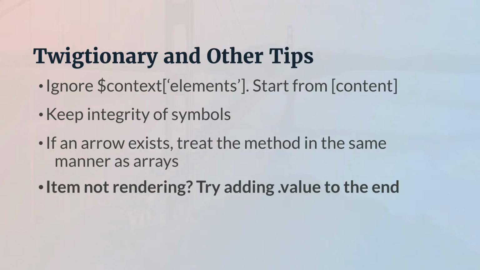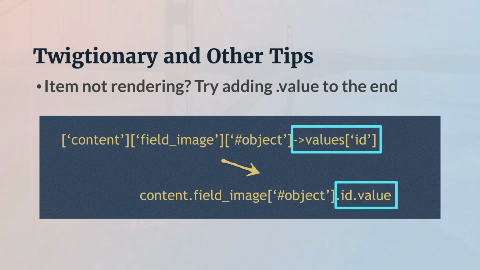And yes, you perceptive people probably noticed that in my last example, I was diving into the object's array of values. I was looking for an example. And I admit that probably wasn't a very good example because that Twig variable didn't actually produce any results. But if I put a dot value on the end, then I get exactly what I need.